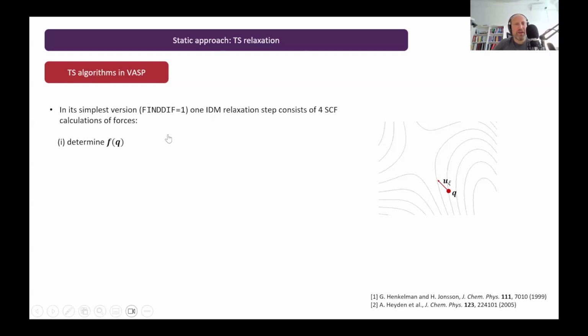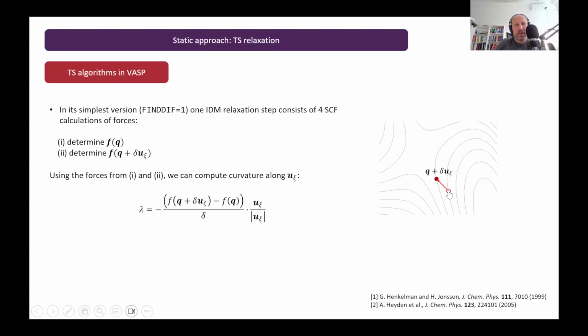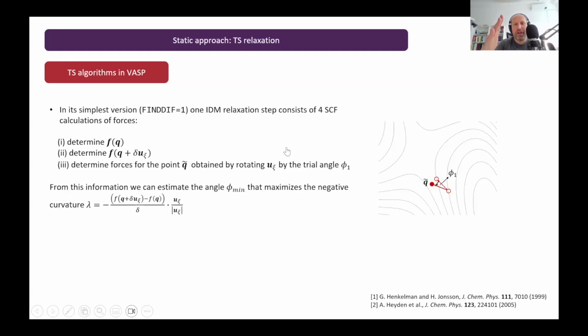Now, the algorithm in its simplest version, in its default setup, works in 4 cycles. One relaxation step consists of 4 SCF force calculations. In the first step, we compute forces for the given point. In the next step, we compute them for the other point of the dimer. From this information, we can now compute curvature along the unstable direction. Then we perform a trial rotation of the dimer by some trial angle phi1. From that information, we can compute the curvature linked with rotation and estimate the optimal orientation of the dimer that maximizes the negative curvature along the unstable direction.